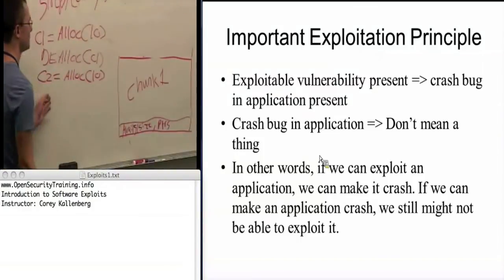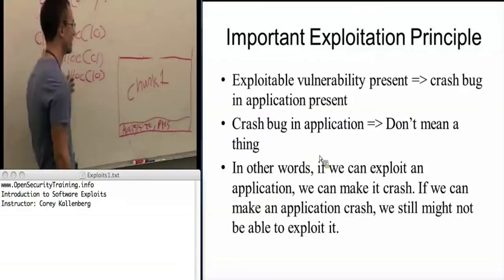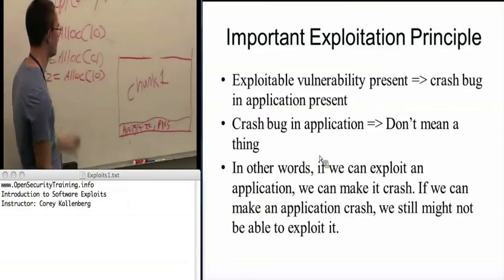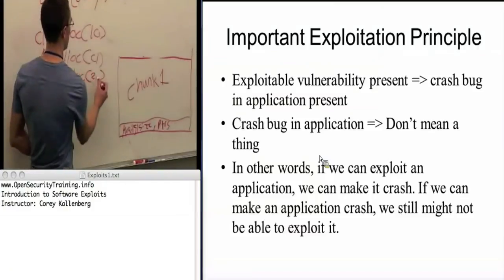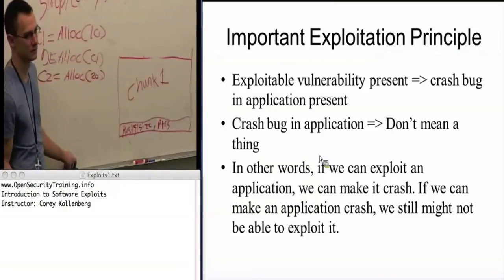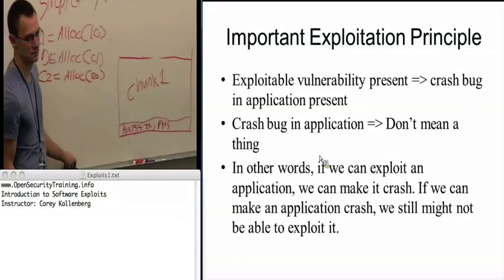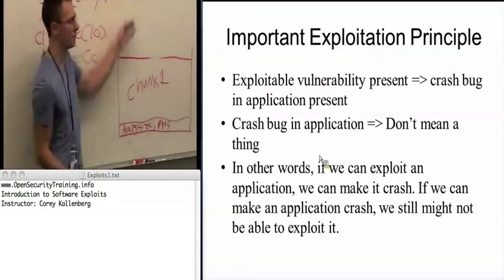So I do this allocation. The heap stays the same because it reuses chunk 1. But let's say we do C2 alloc 20, then what would the heap look like? Then that would just go up, right? I'd have to create another chunk.